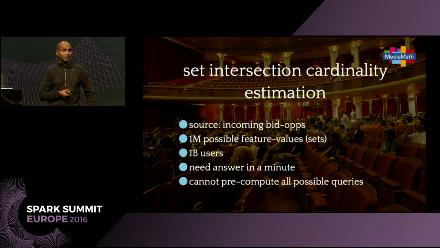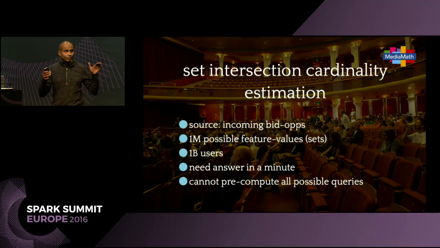The incoming bid ops are the source of our data. We track over 1 billion user cookies. And the constraint here is that we need the answer in under a minute. We cannot afford to run a large-scale query in real time and wait a half hour for the answer, right? And also, on the other hand, we cannot pre-compute the answer for all possible queries.